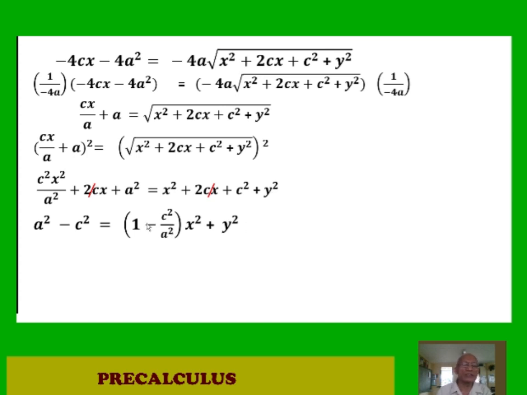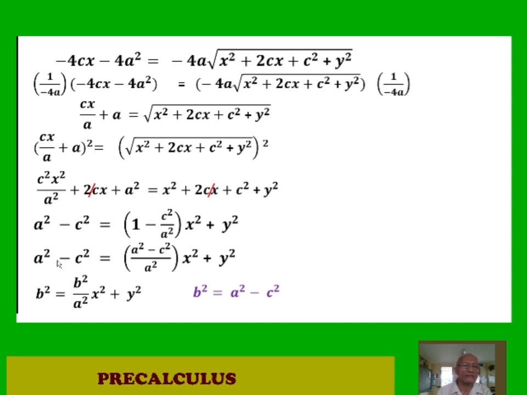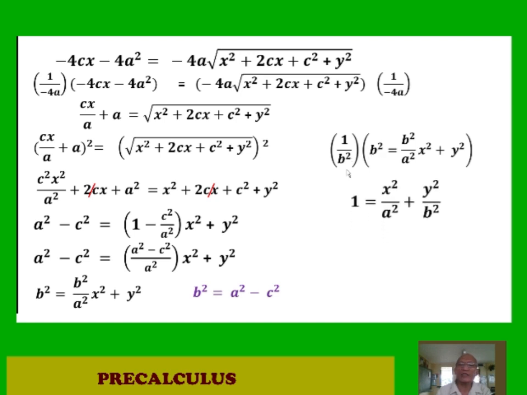Rename these fractions so that we can assign b squared equal to a squared minus c squared. Then this is simplified further. The left side becomes b squared, and this is b squared. Then again, this equation is multiplied by 1 over b squared, so that we come up with the simplest form of an equation. The left side is equal to 1, or we can interchange the left and right sides of the equation. This is an equation of an ellipse whose center is at the origin.